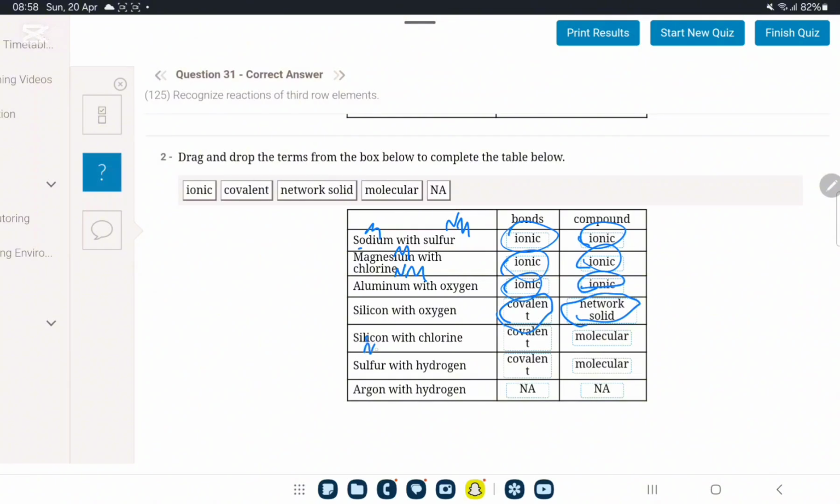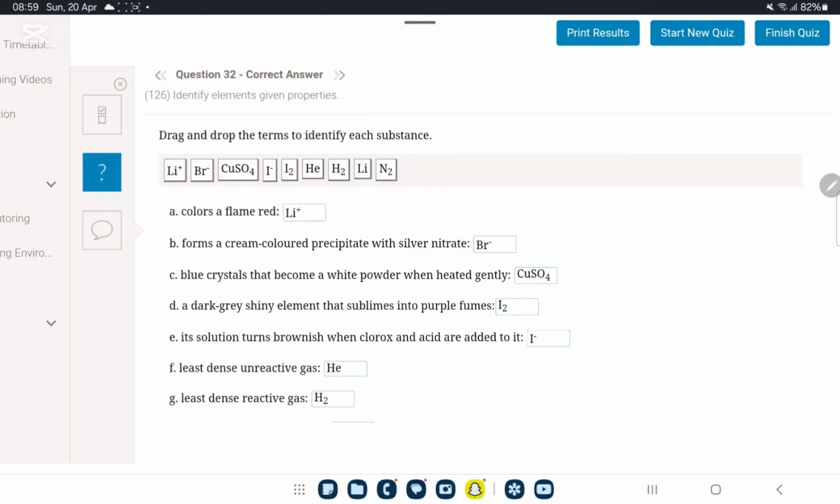Silicon and chlorine, non-metal, non-metal, so it's covalent bond and molecular solid or molecular compound, and so with the rest. Non-metal, non-metal, covalent bond, molecular solid. Argon with hydrogen. Argon is a noble gas, so it does not bond with anything, so no bond and no compound.